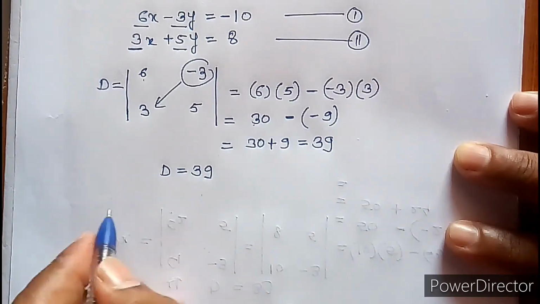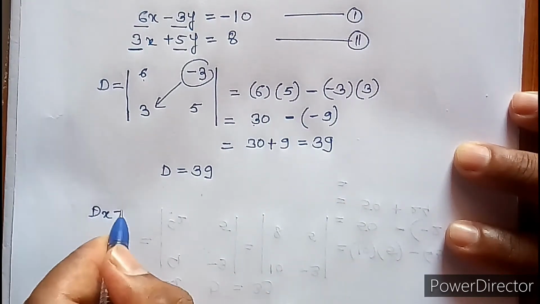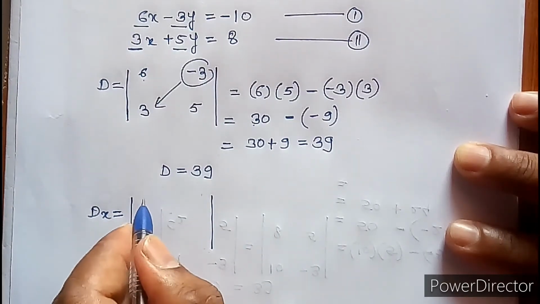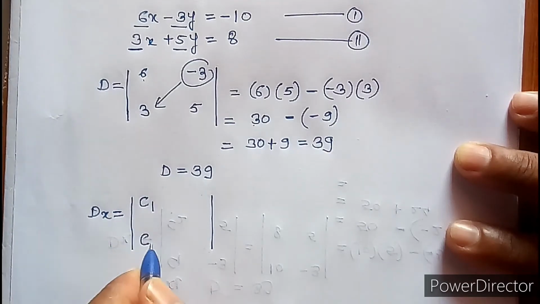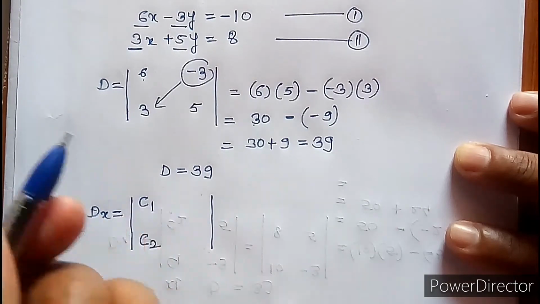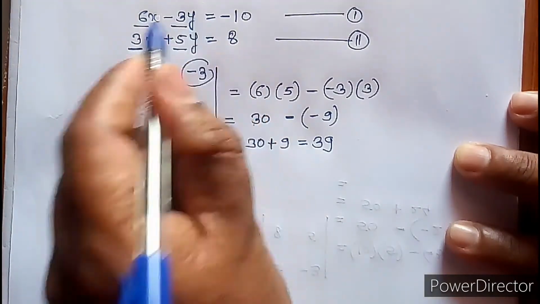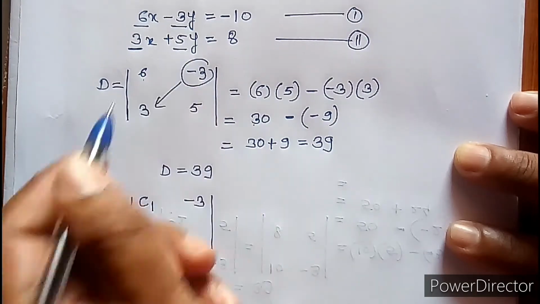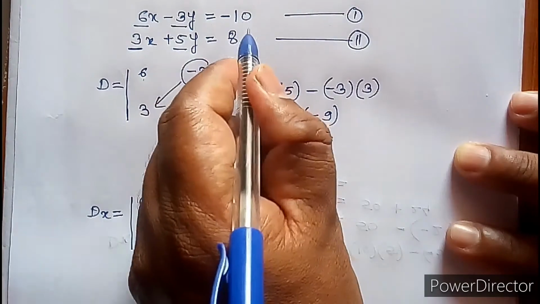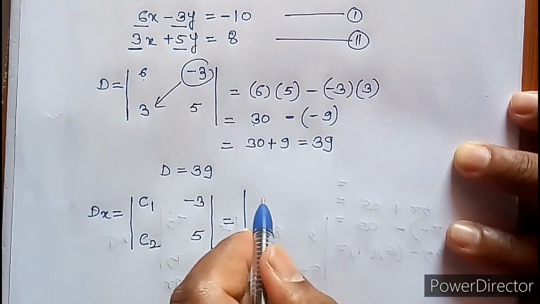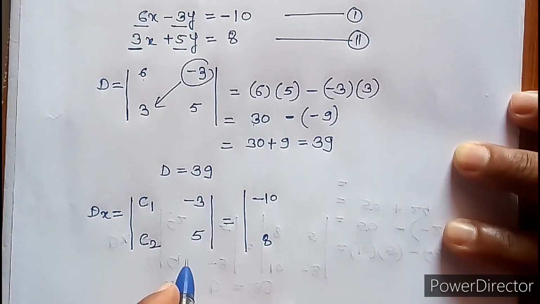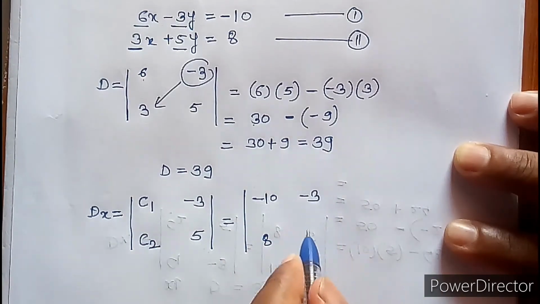Now we have to find the value of dx. Therefore write down here dx equals to, in determinant, now write down in the x column the elements C1 and C2. This is the column of x. Now in the second column, write down the coefficient of y, that is -3 and 5 here, equals to the value of C1 is -10 and value of C2 is 8. Therefore write down here -10 and 8, and the coefficient of y as it is, that is -3 and 5.